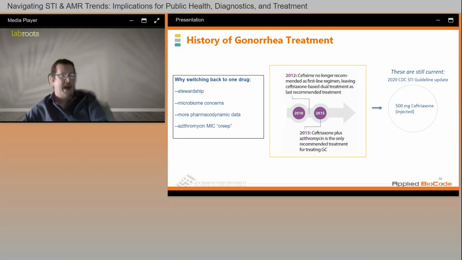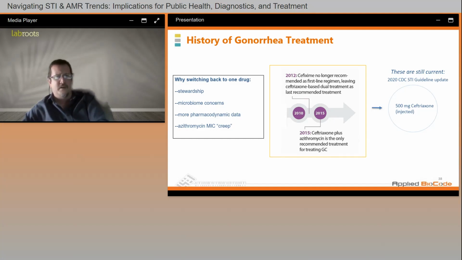Why did we switch back, though? Why turn the clock back just to 1 drug? It's easier to do good antimicrobial stewardship with 1 drug. Number 2, microbiome concerns. We didn't want the microbiomes in these patients to be developing resistance or have too much exposure to azithro when it wasn't necessary. We generated a lot more pharmacodynamic data, which allowed us to see that this 1 drug would probably be efficacious.